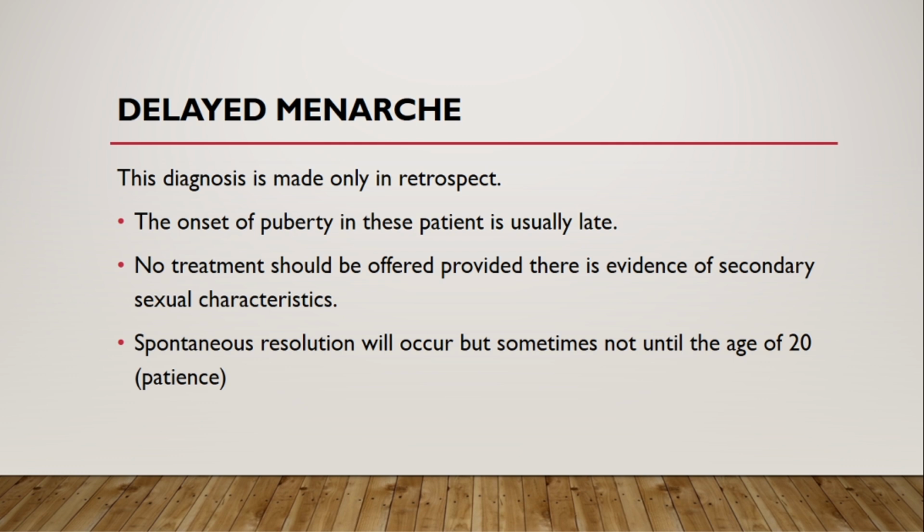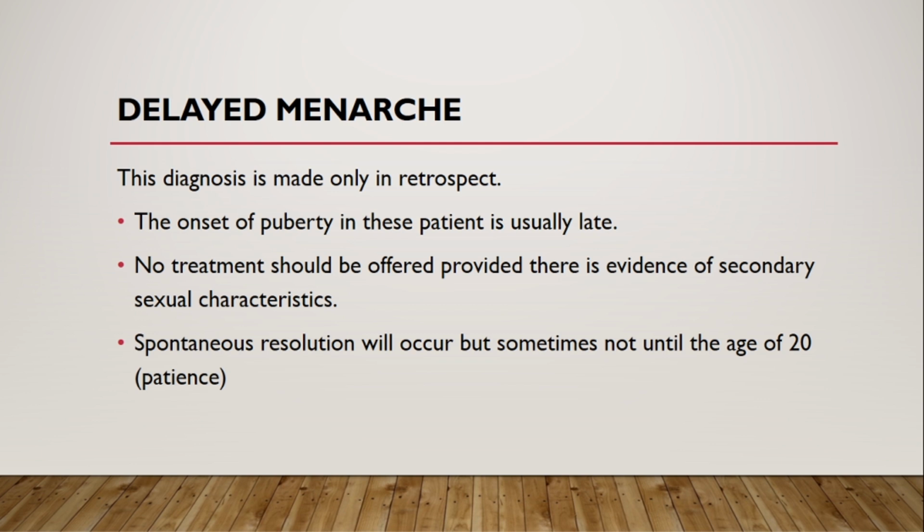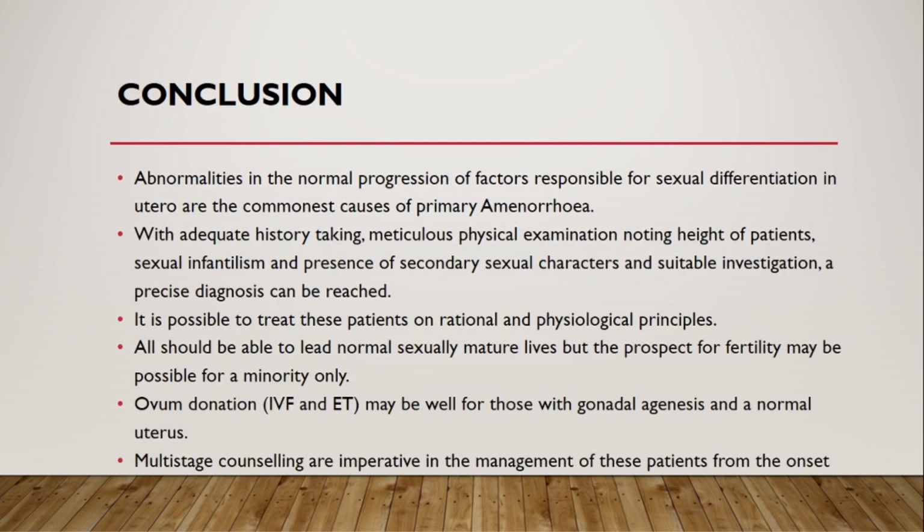Delayed menarche, we said, the diagnosis is made only in retrospect. The onset of puberty in this patient is usually very late, and no treatment should be offered, provided there is evidence of secondary sexual characteristics. Spontaneous resolution will occur, but sometimes not until the age of 20.